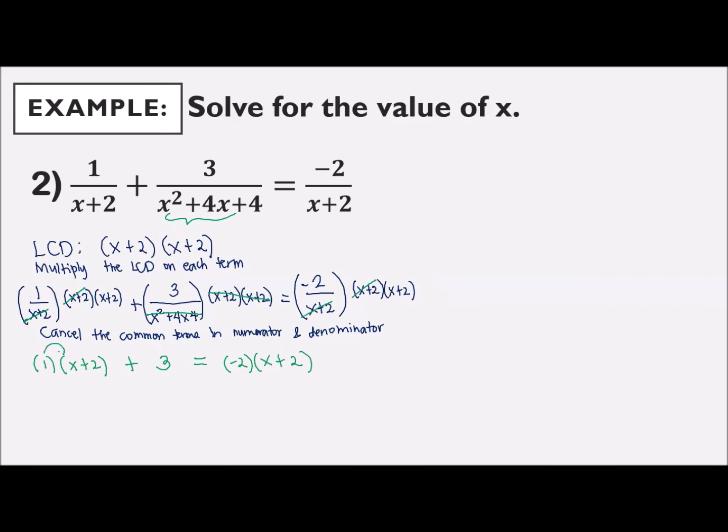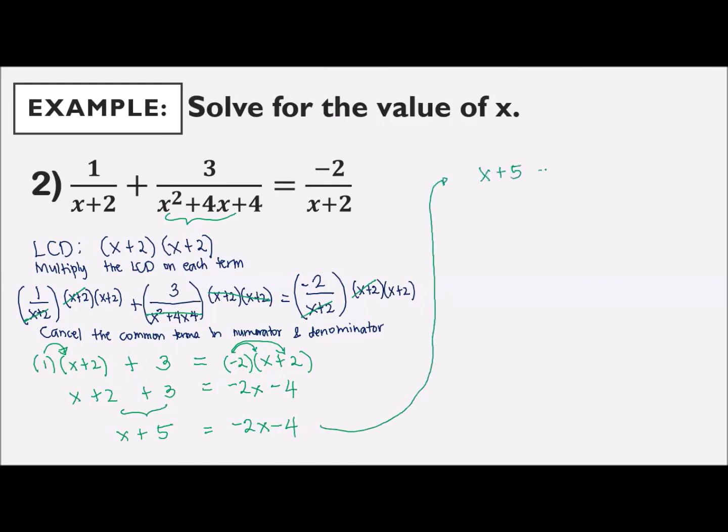So, ito, simplify natin, multiply lang. 1 lang ulit to, so remain tayong x plus 2. Then plus 3, and then negative 2x, multiply lang. Then negative 2 times 2, that is minus 4 or negative 4. Then combine like terms, we will have here x plus 5. 2 plus 3 is 5. Then we will have negative 2x minus 4. Then i-continue po natin dito.